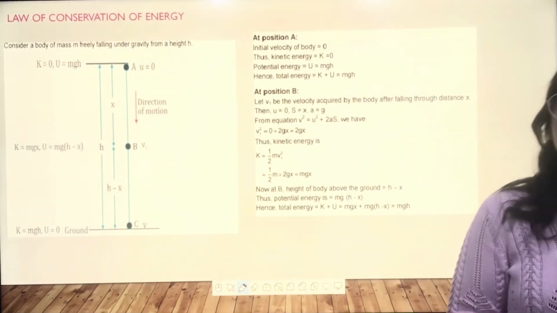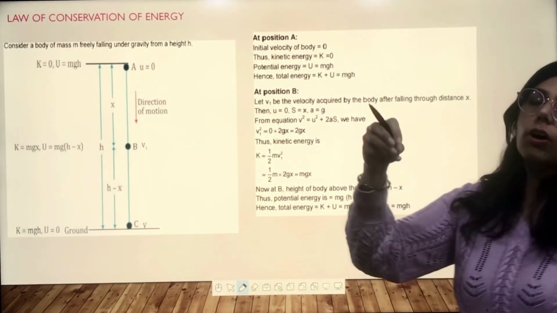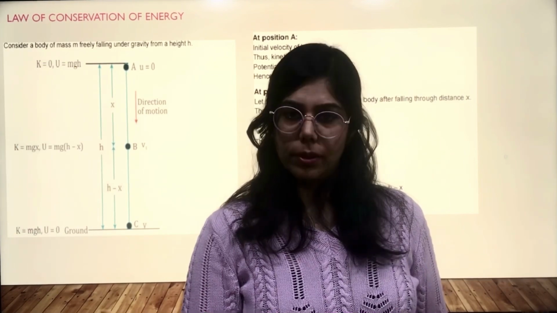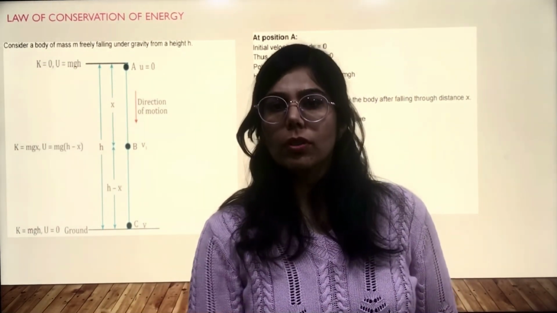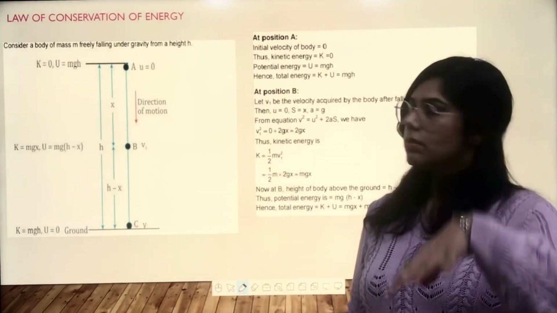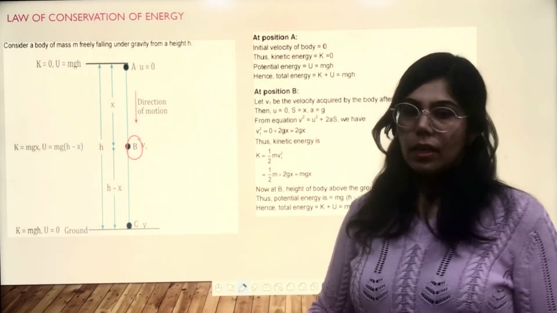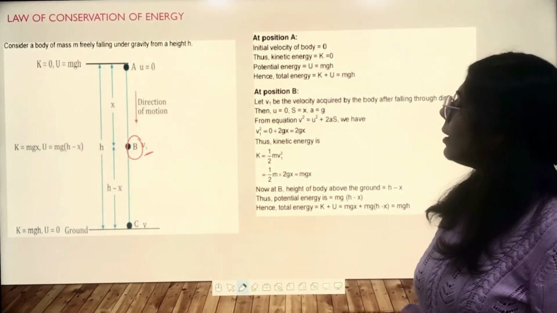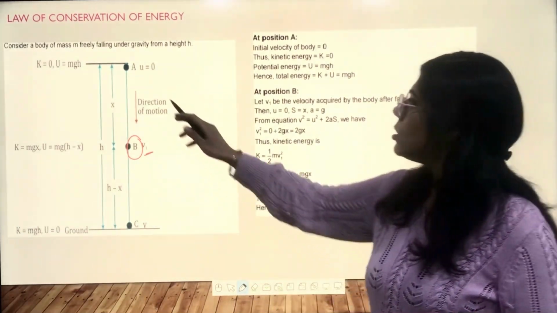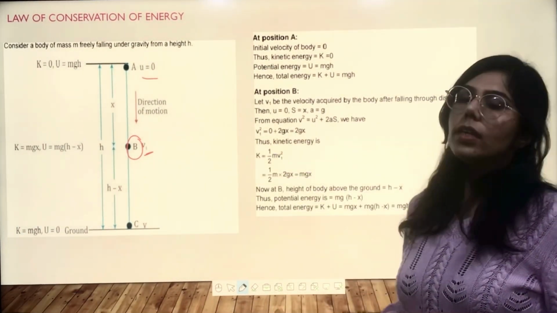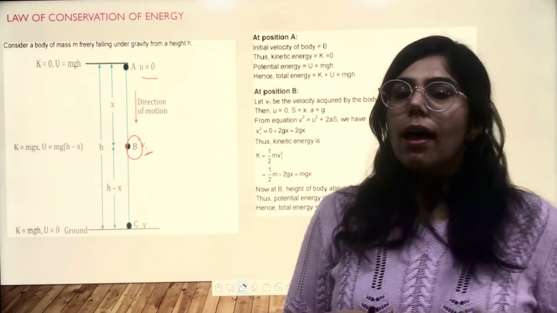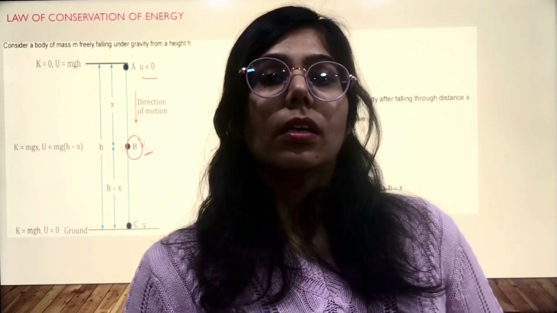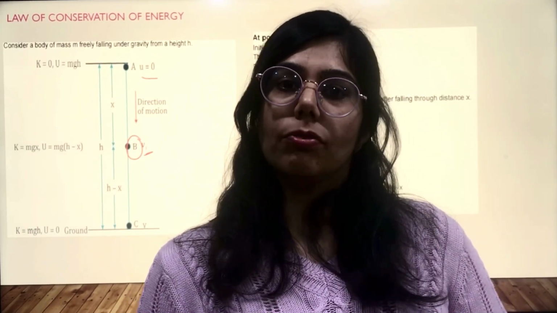And now we'll talk about the position B. We are dropping the body from point A, and it will reach some point B, before the earth. Let us consider the velocity at that point B as v1, and as we very well know, the initial velocity was 0. So we need to calculate the potential energy and the kinetic energy at point B, and also at the end we will calculate the value of the total energy.